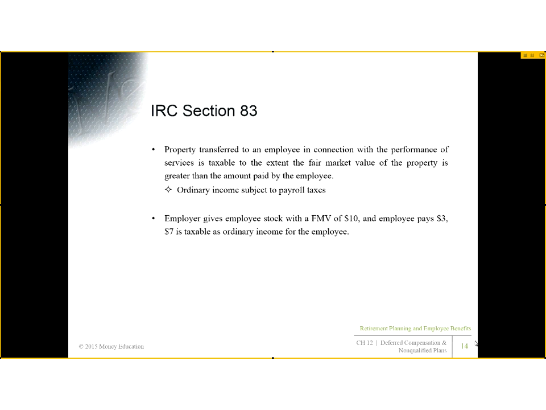So, if property is transferred to an employee in connection with the performance of services, it is taxable to the extent the fair market value of the property is greater than the amount paid by the employee. Or if I'm the employer and you're the employee, if I paid more for it than you did. So that's similar to fair market value. So here's an example, which we will get to in more detail later in the chapter. If an employer gives an employee stock with fair market value of $10, but only charges the employee $3, then the gift that has been made, the economic value transferred, is $7, and that's taxable as ordinary income for the employee.